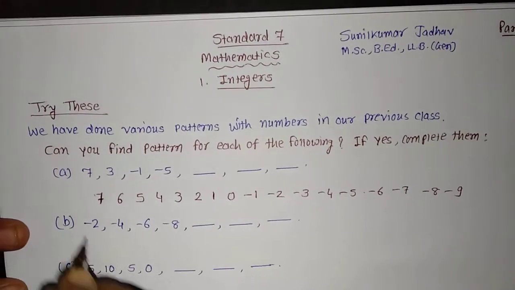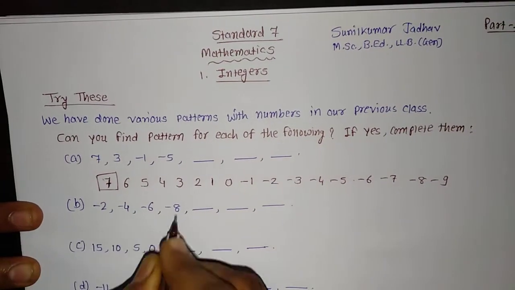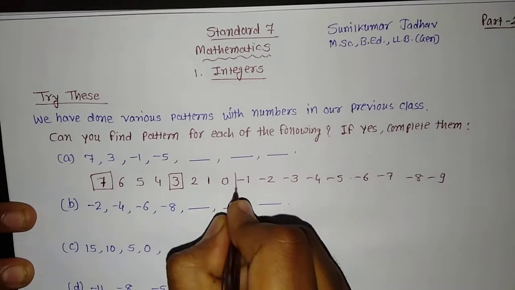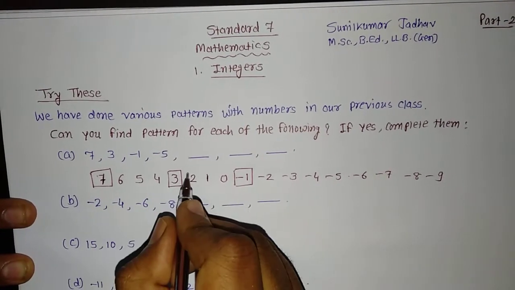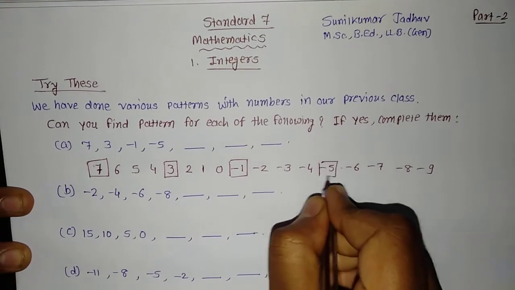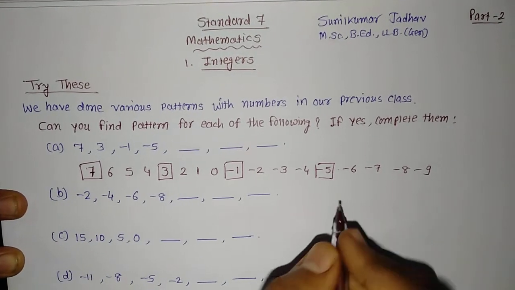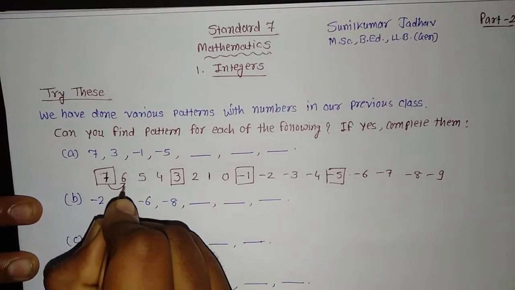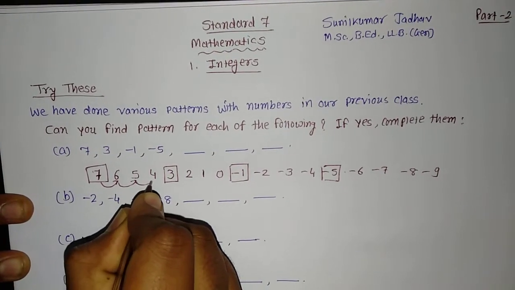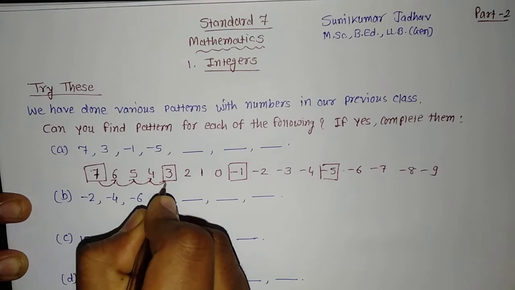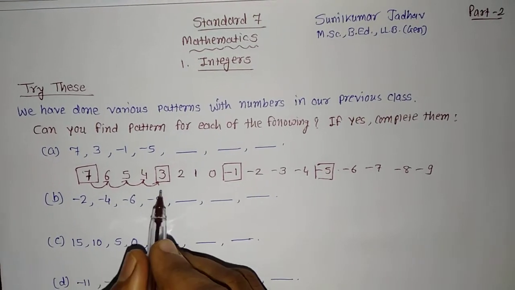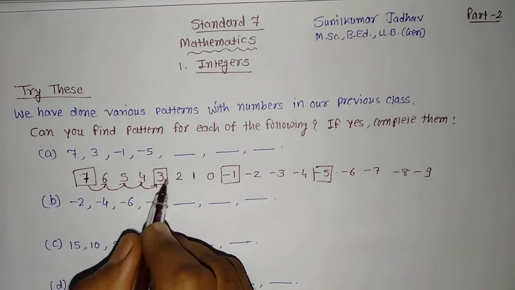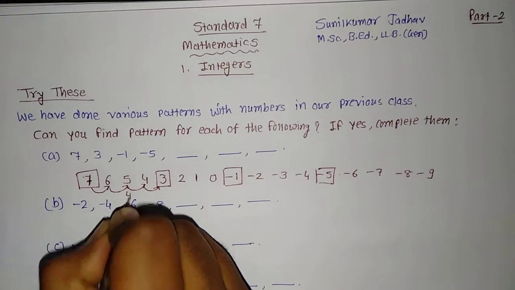You can see the first number given is 7. Then the second number given is 3. Third number given is minus 1. Fourth number given is minus 5. If we see how much gap is between these two, you can see 7, then it is 1, 2, 3 and 4. It means after a gap of 4 we got this number, that is 3. So 1, 2, 3 and 4. It is a gap of 4.